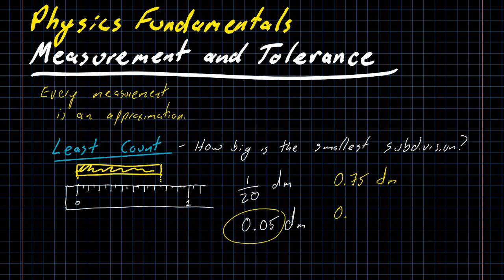So I might report that as 0.75 plus or minus 0.05. Right? Worst case scenario, we are off by 1 in the least count. We're probably off by less than that. We are almost certainly closer than that, which is why we report the center value, 0.75, but it gives us our sense of range. It gives us a quick way of describing how well we have measured this.